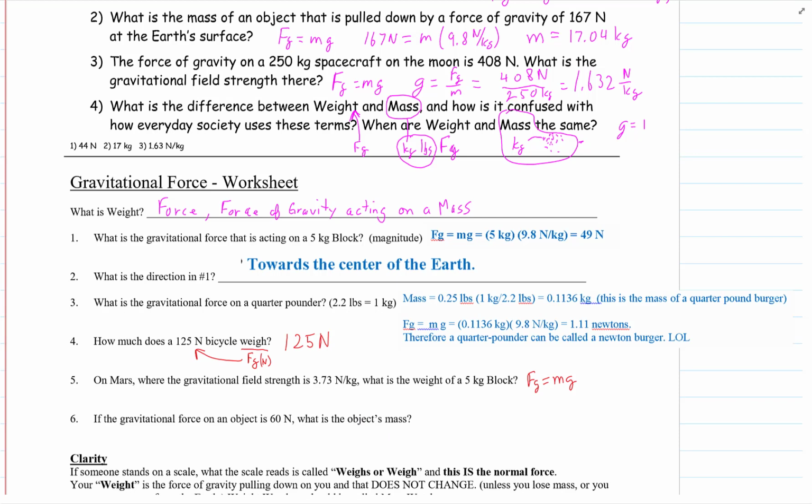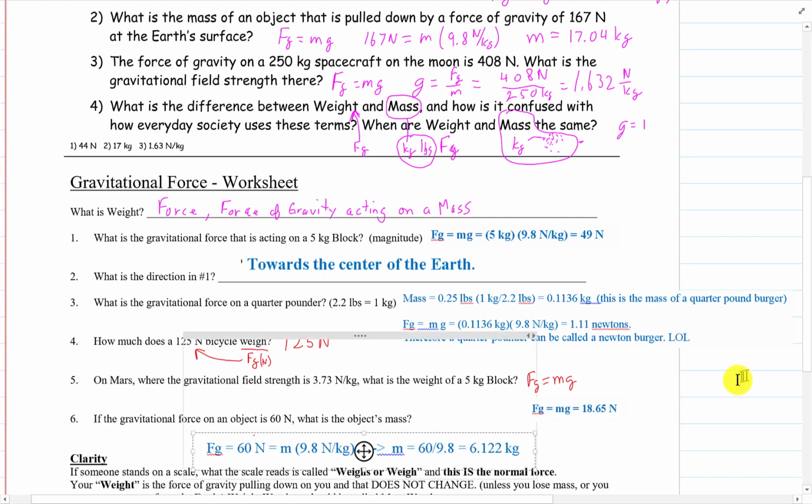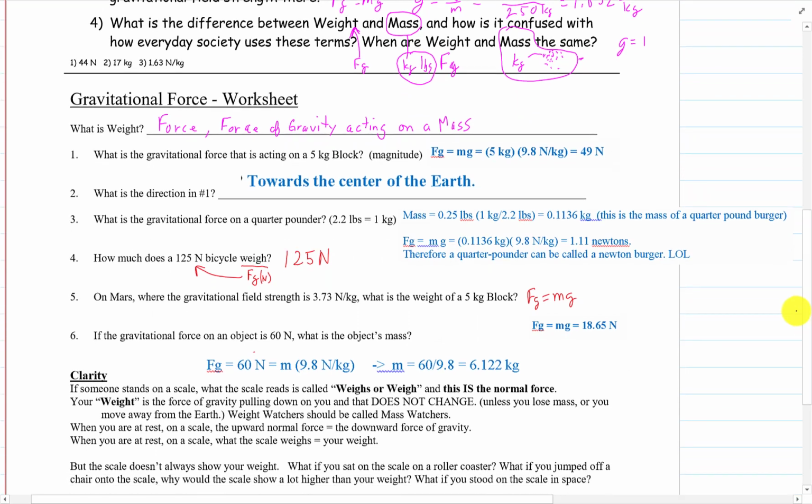3, 2. Okay, here we go. There we go. So the 5 kilogram object on Mars has about 18.65 newtons. On Earth, 49. So it weighs more on the Earth. If the gravitational force is 60 newtons, what's the object's mass? Mass is just going to be 6.122.